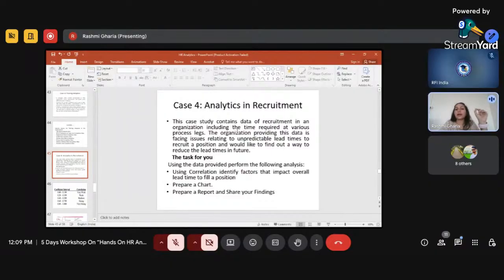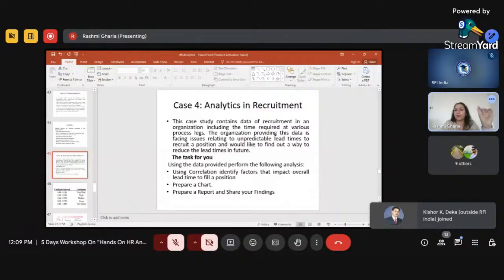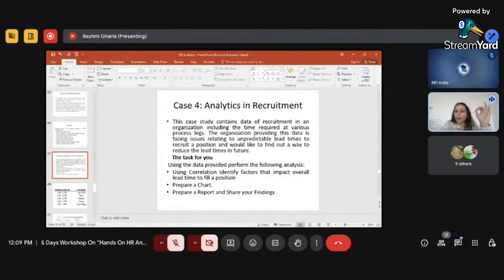this data set comprises the time required at various process legs. The organization providing this data is facing issues related to unpredictable lead time. As you all know, lead time is one of the major issues with the recruitment process.